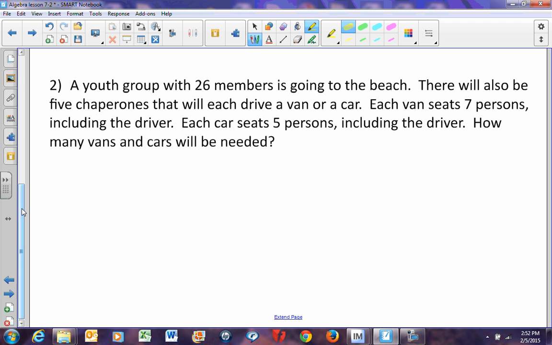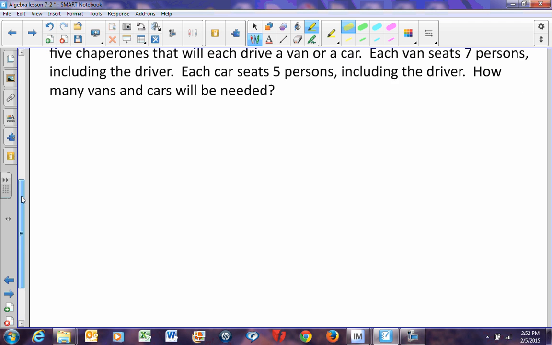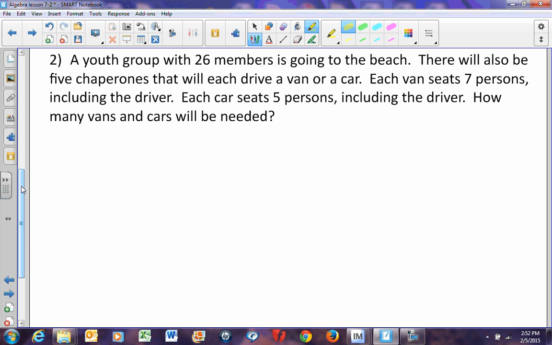A youth group with 26 members is going to the beach. There will also be 5 chaperones that will each drive a van or a car. Each van seats 7 persons. Each car seats 5 persons, including the driver. How many vans and cars will be needed? Okay, so here we need vans and cars. You can either put V for van and C for car, or X for van and Y for car. I don't care, just make sure you define the variables. I'll make it easy: V equals vans and C equals cars, just because it's easier for people to follow.